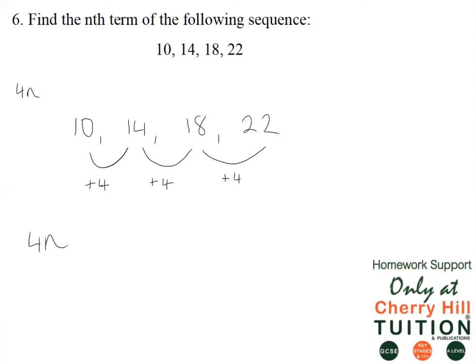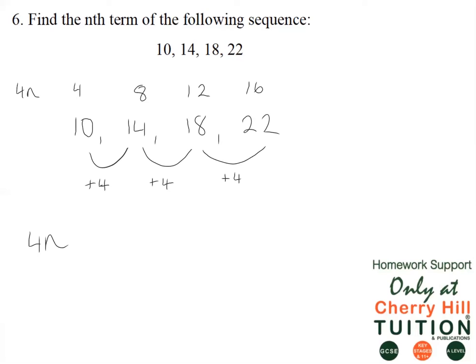So the next step is to write down the 4 times tables and check if our sequence matches. So 4 multiplied by 1 is 4, 4 multiplied by 2 is 8, 4 multiplied by 3 is 12, and 4 multiplied by 4 is 16. As you can see, the first row does not match the second row, so our nth term cannot just be 4n.